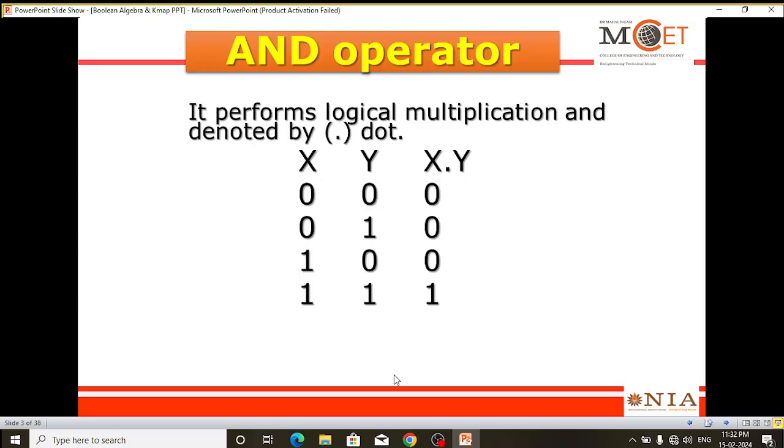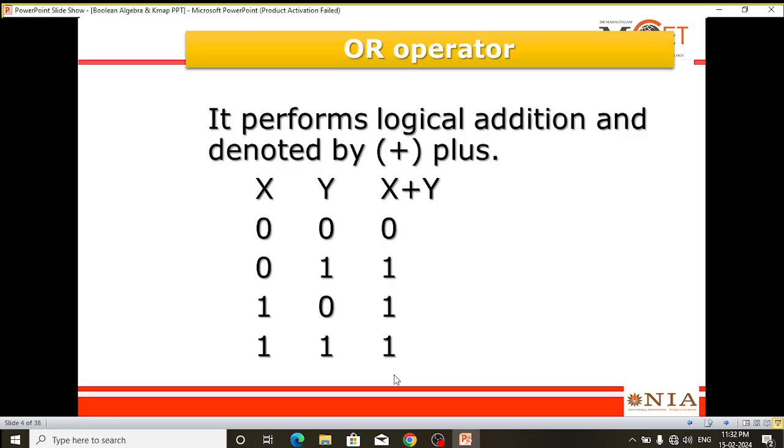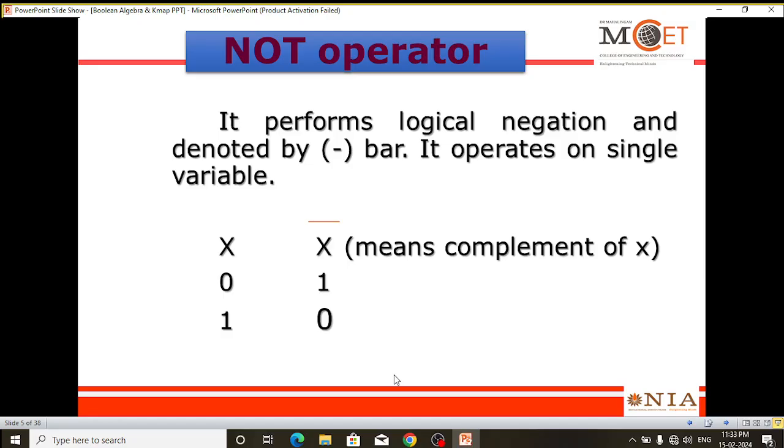The AND operator performs logical multiplication and is denoted by a dot: x dot y. The OR operator performs logical addition: x plus y. The NOT operator is a negation: 0 becomes 1, and 1 becomes 0.